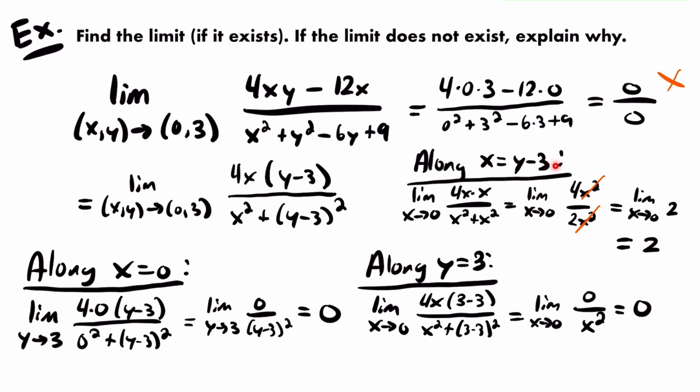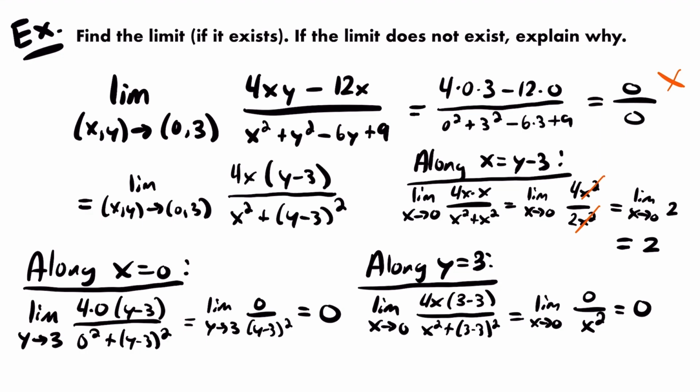We have just shown that along this path, x equals y minus 3 on this surface, as you approach this point (0, 3), the path leads to a z value of 2. That is different than 0, which means that we have now shown that there are two paths on the surface that contain this point that lead to different values of z, which means that the limit cannot exist.